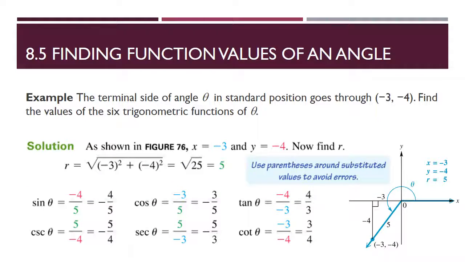You most certainly can draw this on a graph and use the triangle to help you find r, or you can use the fact that r is the square root of x squared plus y squared. So r is the square root of (-3) squared plus (-4) squared, which is 9 plus 16, so the square root of 25, which is 5. And so we have that the sine is -4/5, the cosine is -3/5, the tangent is 4/3, and then you see we took the reciprocals for the others. Be careful, notice the little note here: use parentheses around substituted values to avoid errors, and that's important especially if you're doing this in your calculator.